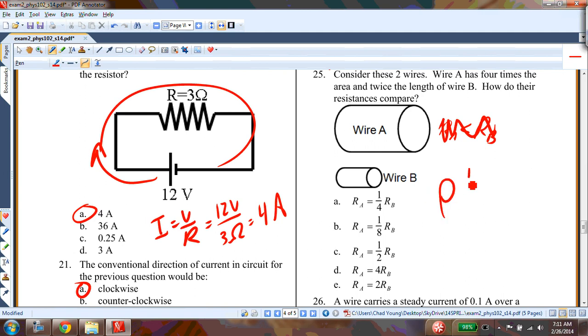I know that resistance is rho L over A. And the resistance of wire A, let's see, wire A is twice the length and 4 times the area. All right, so that gives me a factor of 1/2. So the resistance of wire A is half that of wire B. That's going to be C.